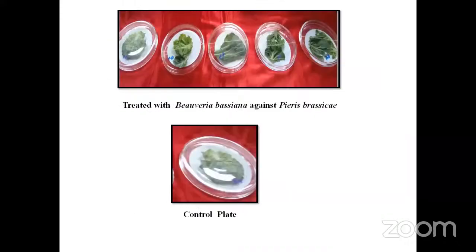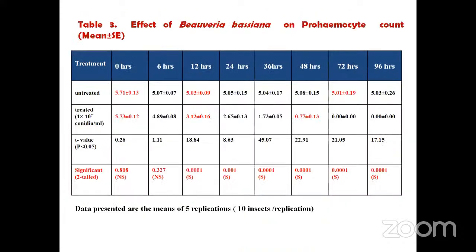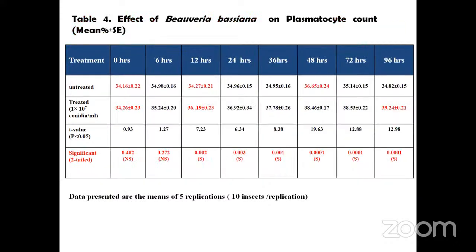Here we can see insects treated with Beauveria bassiana against the Pieris brassicae. This is the control plate. Coming to the total hemocyte count, compared to the untreated insects, total hemocyte count is reduced with increasing time. Then coming to the prohemocyte count, compared to the untreated one, the prohemocyte count also reduced with increasing time. And the plasmatocyte count increased with increasing time.